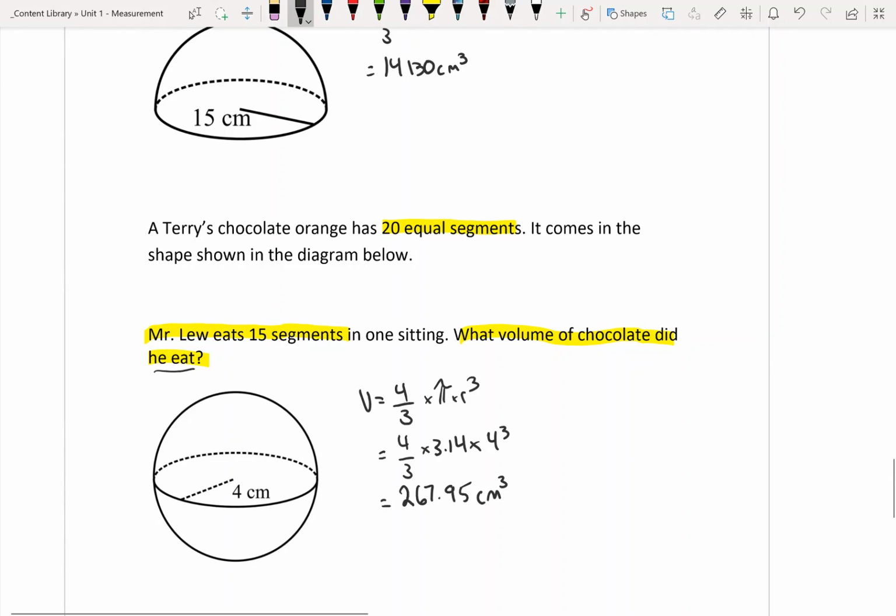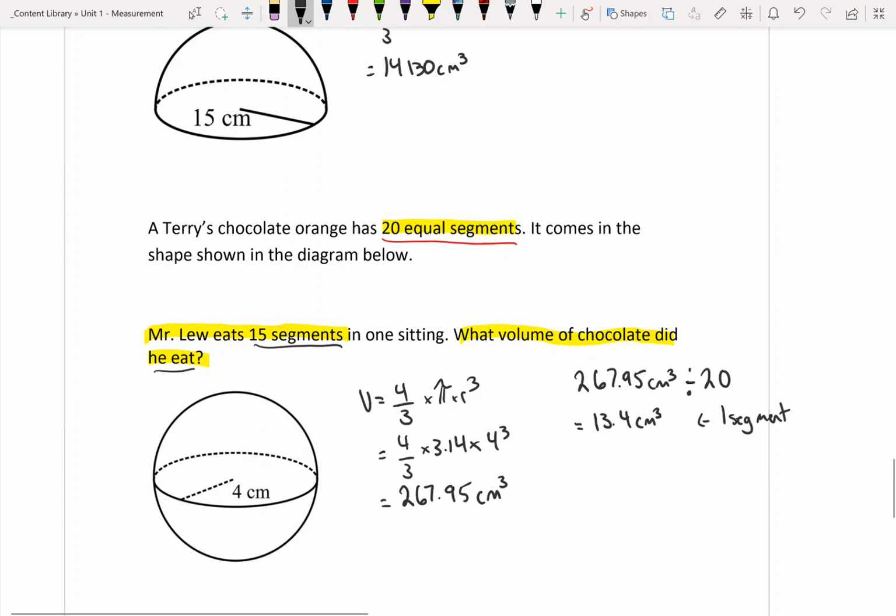Now I want to know the volume that I ate, which was 15 segments. And I know in my chocolate orange there are 20 equal segments. So I need to take my volume, 267.95 centimeters cubed, and divide that by 20 to figure out how much each individual segment is, and I get 13.4 centimeters cubed. So one segment is 13.4 centimeters cubed.